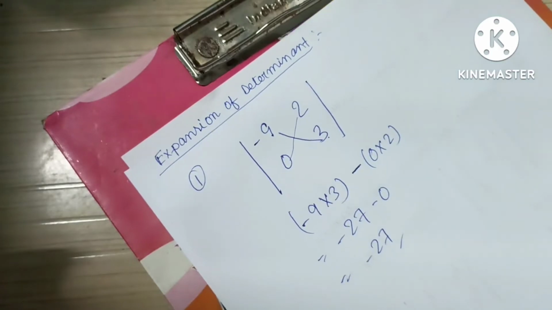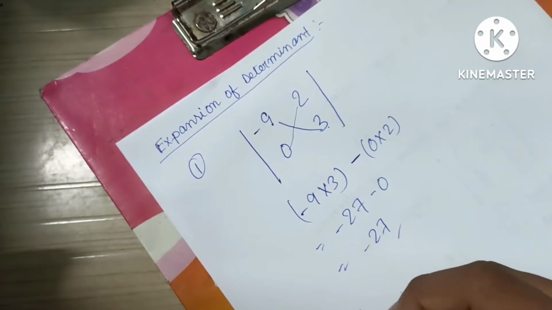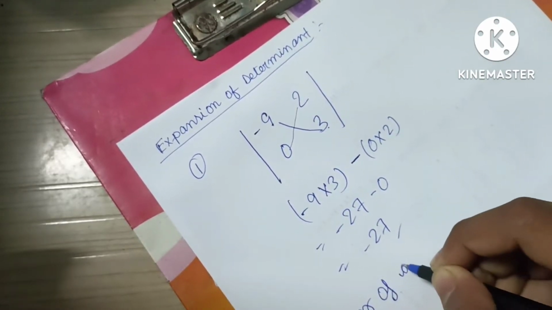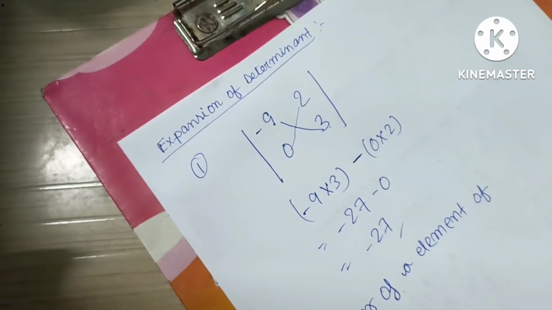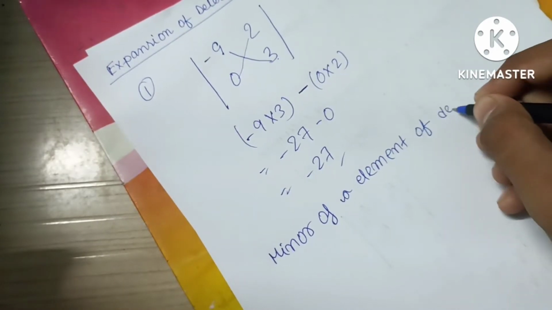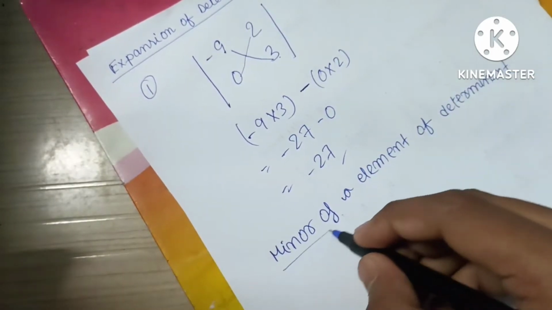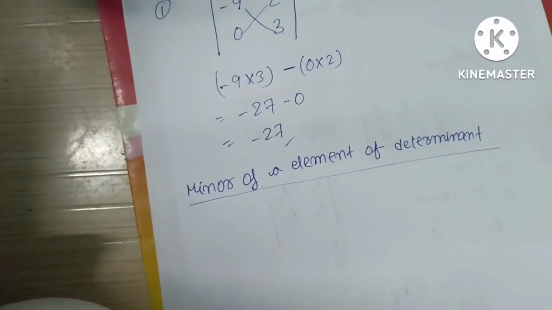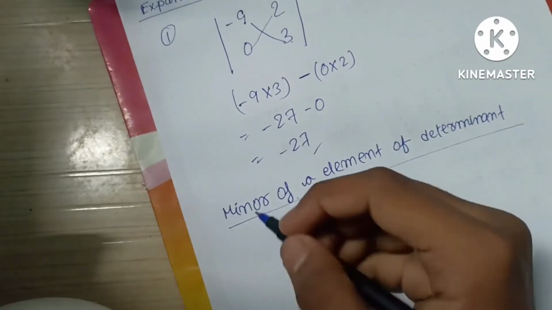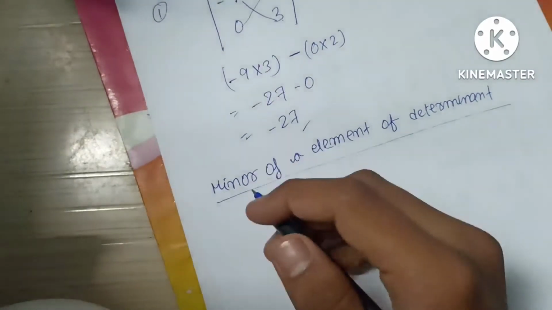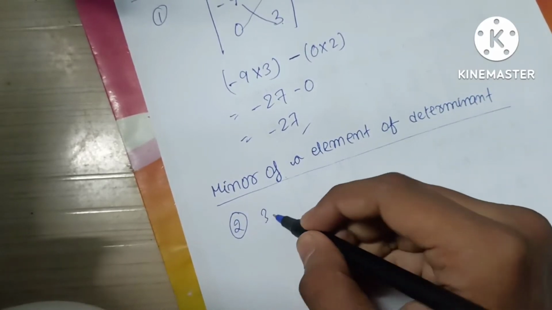Now another important thing we need to discuss here is the minor of an element of a determinant. How to find the minor of an element of a determinant? Before knowing the minor of an element, we need to know first of all what is a third order determinant. Second order we have already discussed. Now the third order determinant.